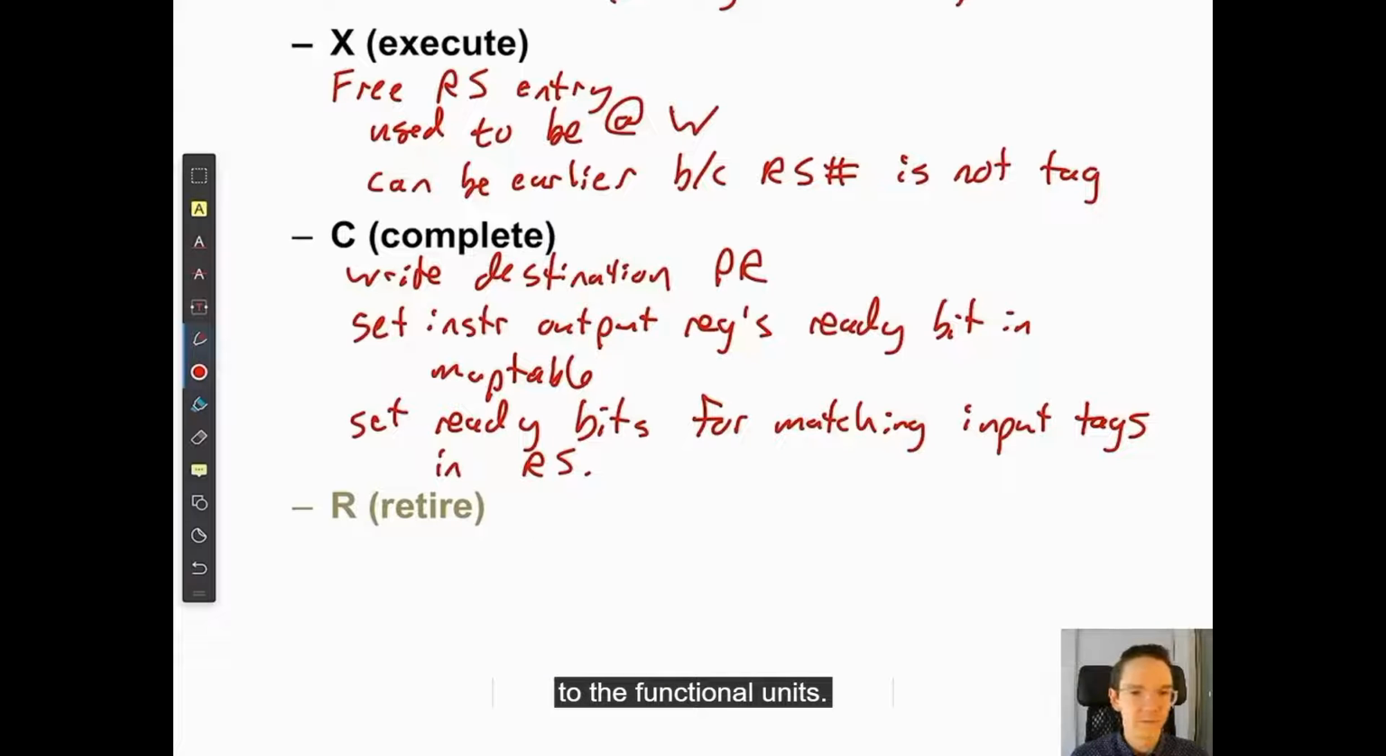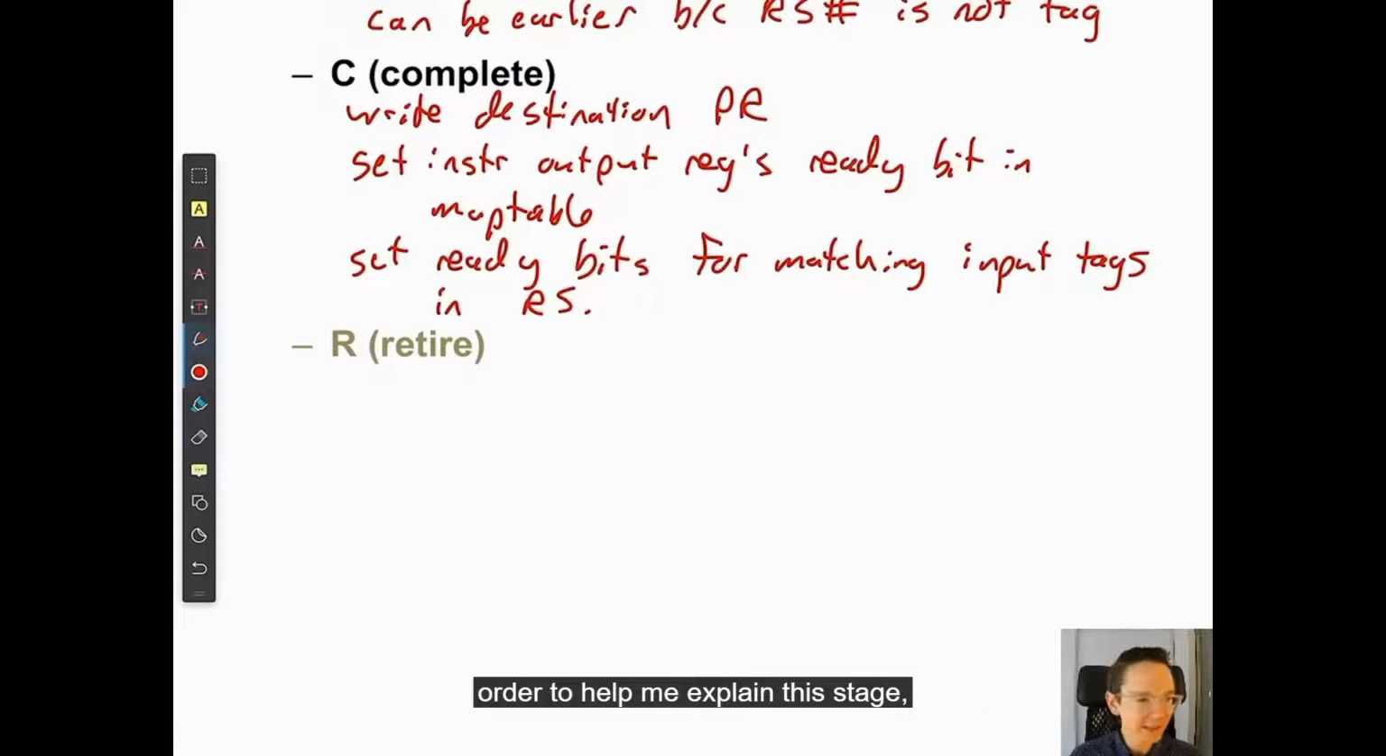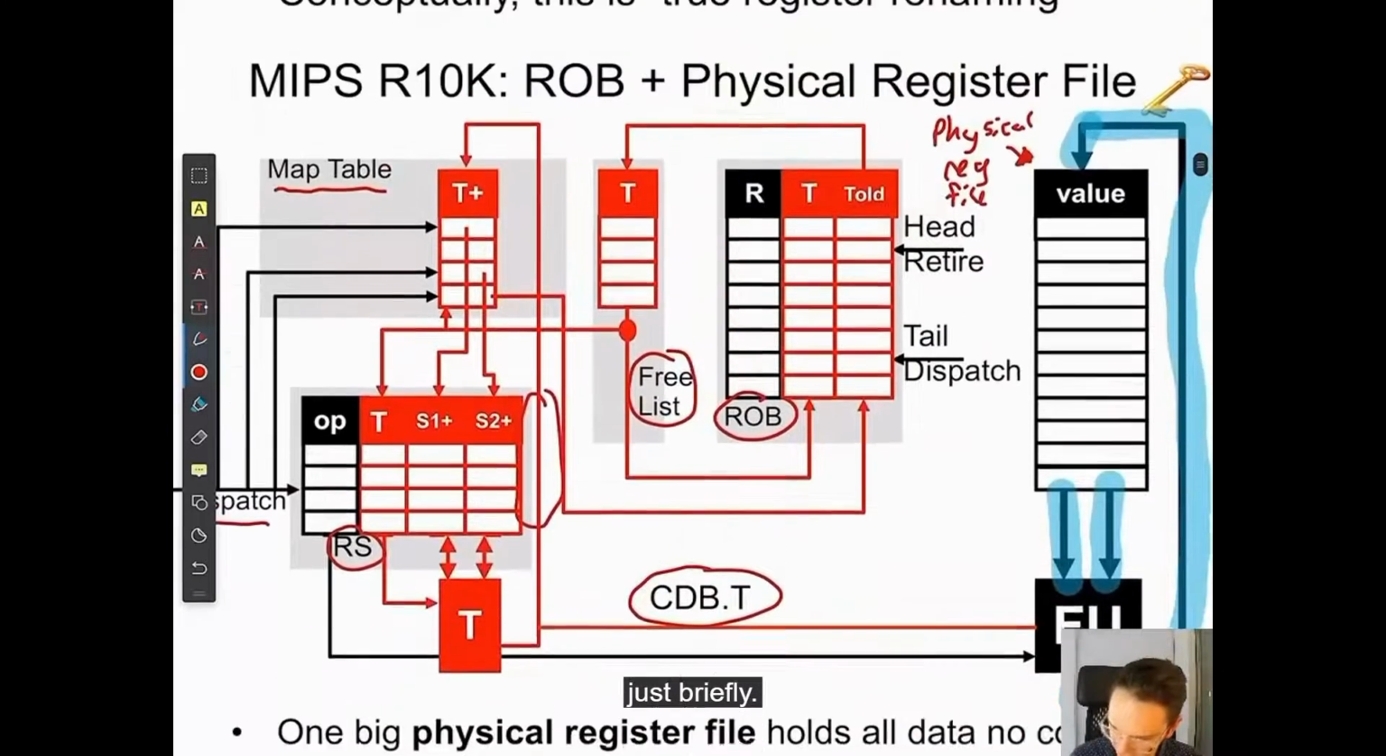And last but not least, the retirement stage is responsible to ensure we don't run out of storage space. We're keeping old and new copies of these tags so that we can recover state, but we need a way to deallocate these safely, and so we free storage in program order. To help me explain this stage, I'm going to refer back to the diagram again, just briefly.